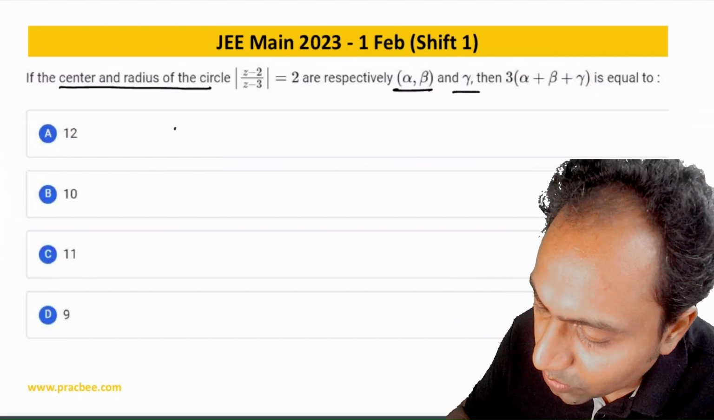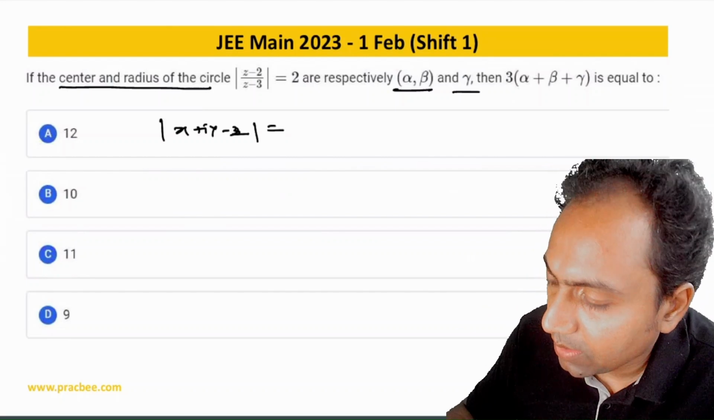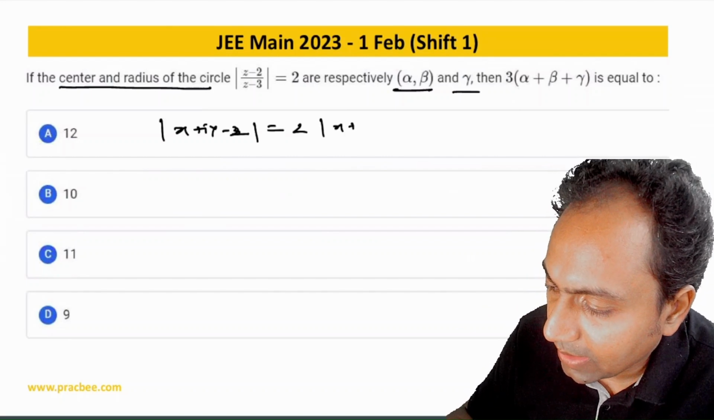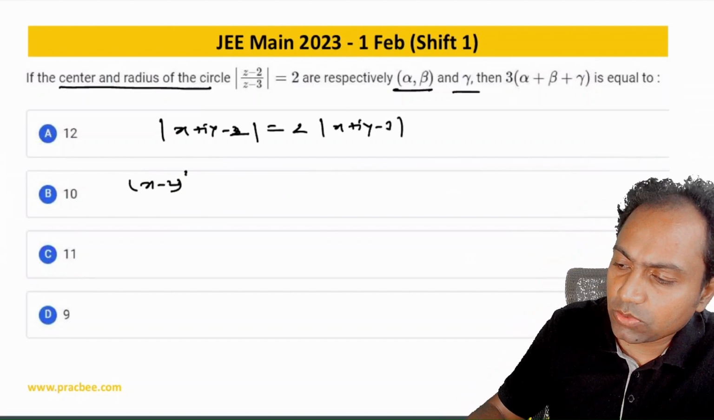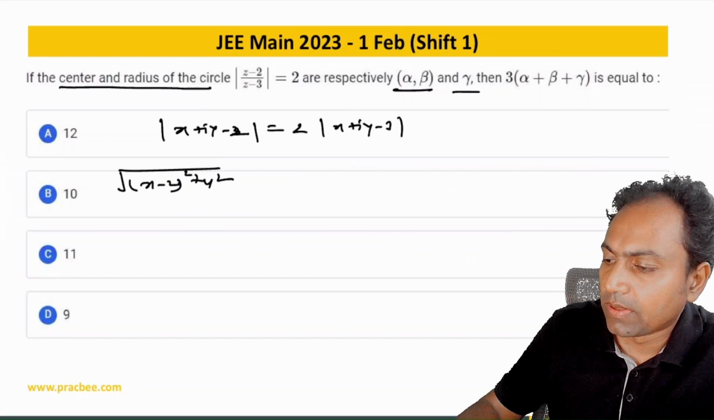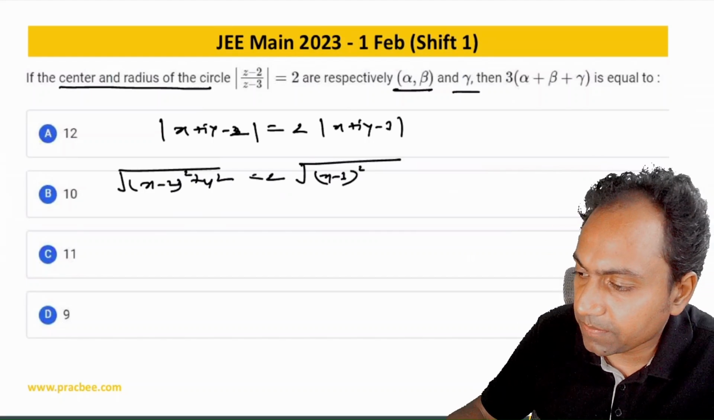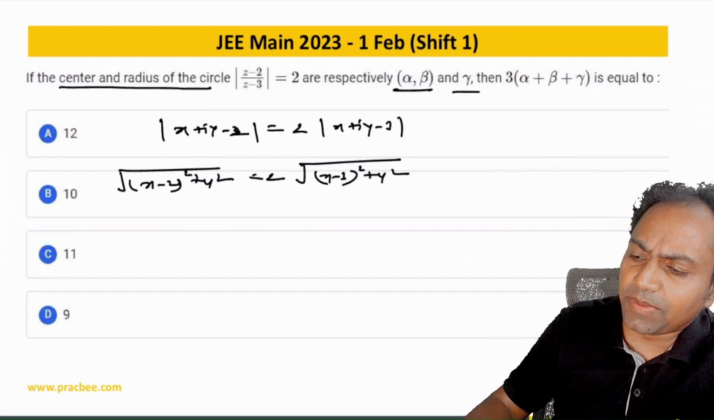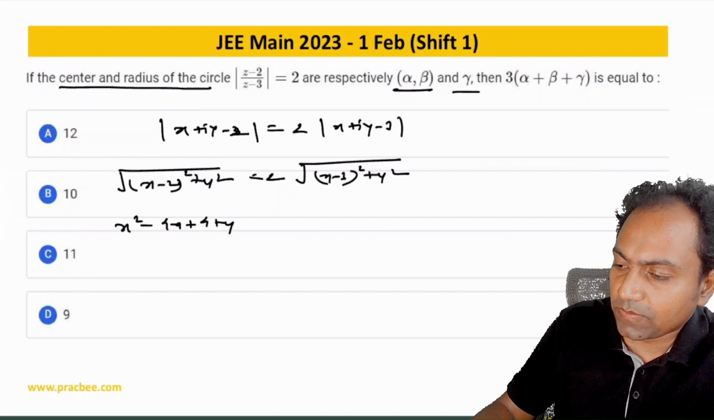What we can do here is put the value of z as x plus iy and take mod. If I do that, this is what I'm getting, mod of x plus iy minus 3. And if I do it, it is root of x minus 2 whole square plus y square. And this is nothing but root of x minus 3 whole square plus y square. And if I simplify, what I get is x square minus 4x plus 4 plus y square.